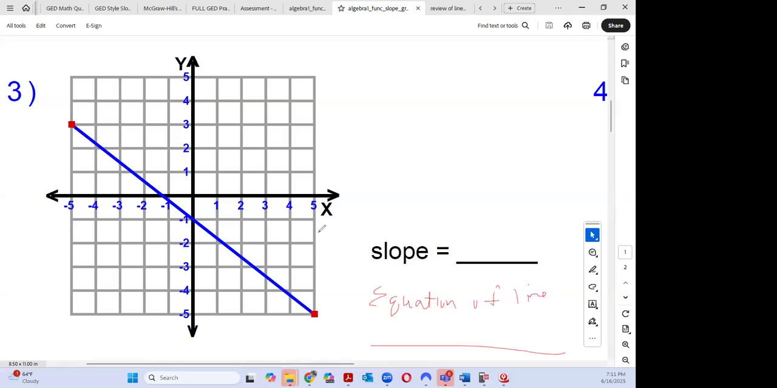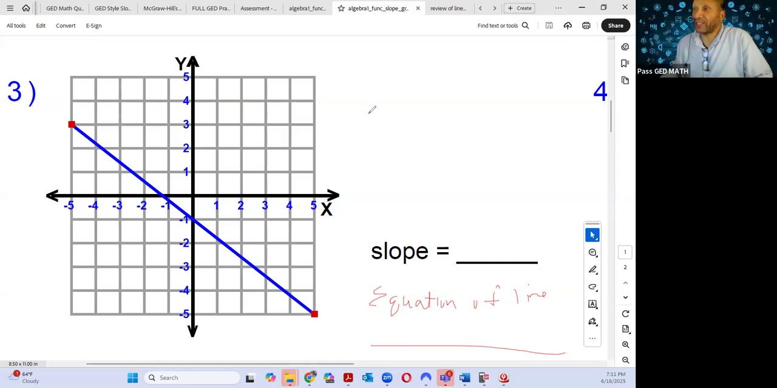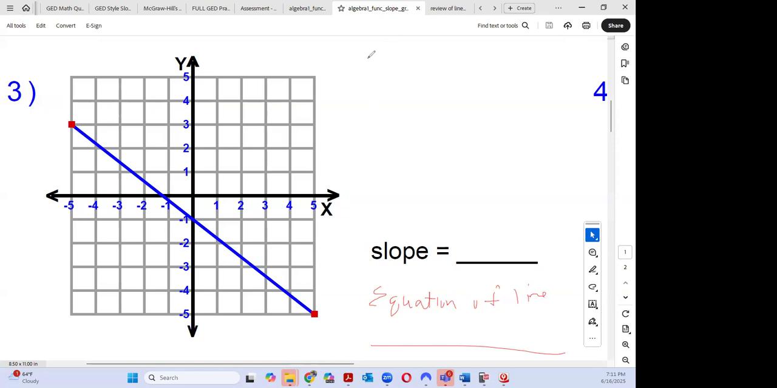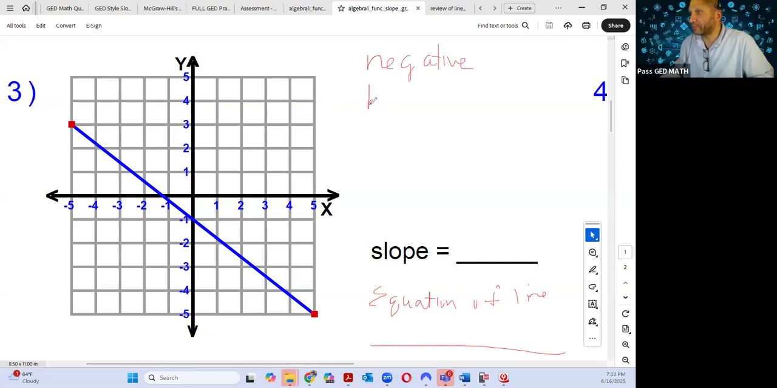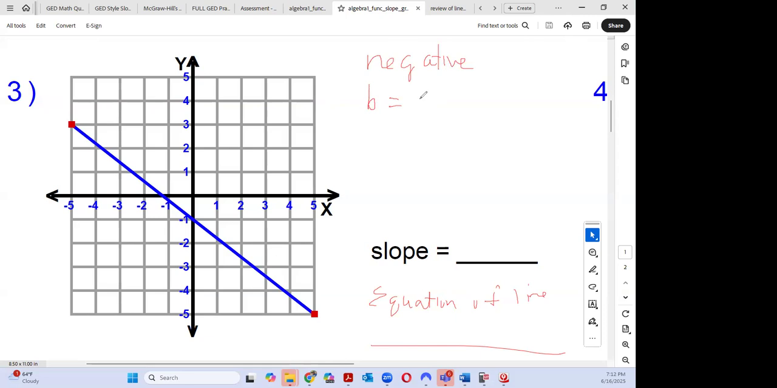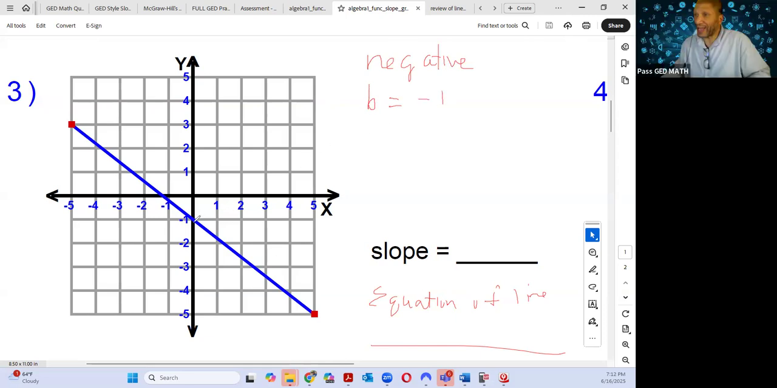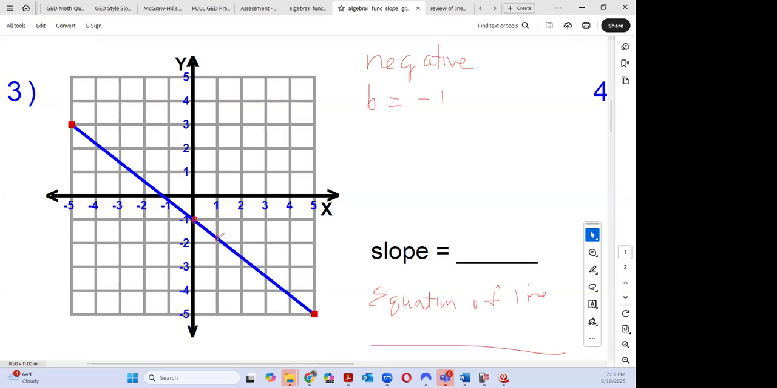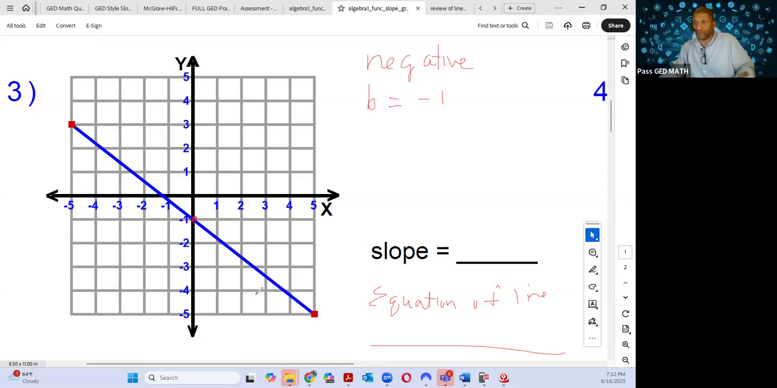Now, is this slope positive or negative? It's negative. What is my y-intercept? Negative 1. So I got 1 point on my graph. I'm going to go down this line until I get to a whole number on my x and my y. Right there, that's not a whole number on my x and the y. I can't do that one.